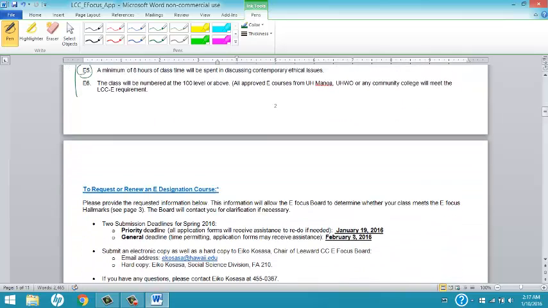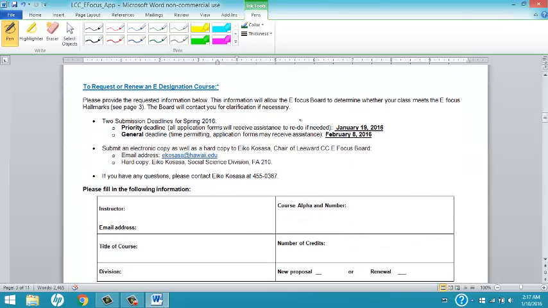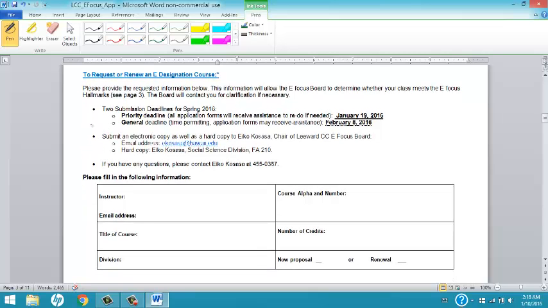Now continue to our next page. You'll see that over here our title is to request or renew an e-designation course. We'll ask you to provide information below, and it will help us determine whether your class meets the eFocus hallmarks. Now over here in general, you'll see our submission deadlines for each semester. In this example, you'll see priority deadline, and this is for all application forms.